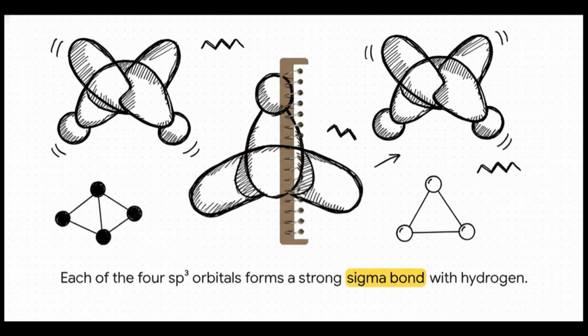And here's the payoff. In methane, each of carbon's 4 new sp3 orbitals is perfectly set up to form a strong sigma bond with a hydrogen atom. It creates 4 identical, stable bonds. The theory perfectly explains the reality we see. And just like that, case closed.